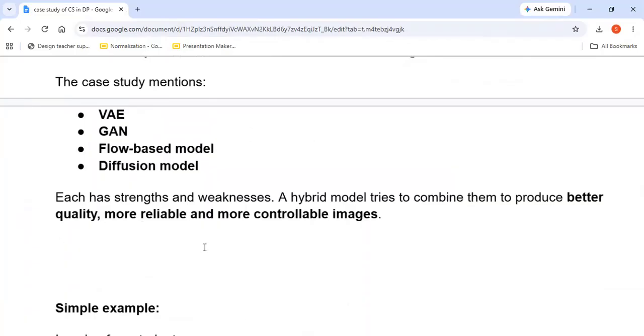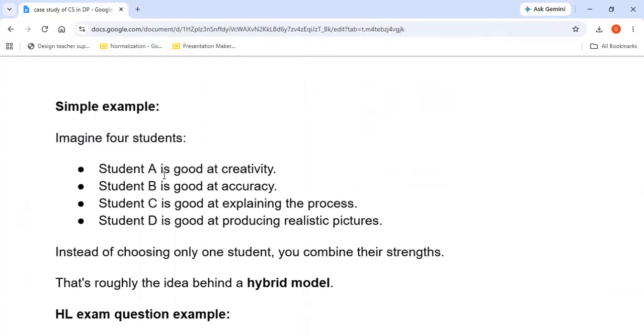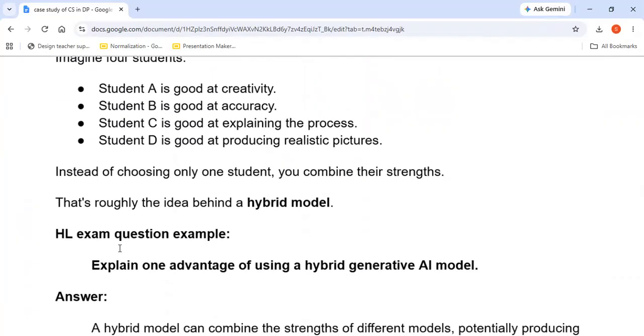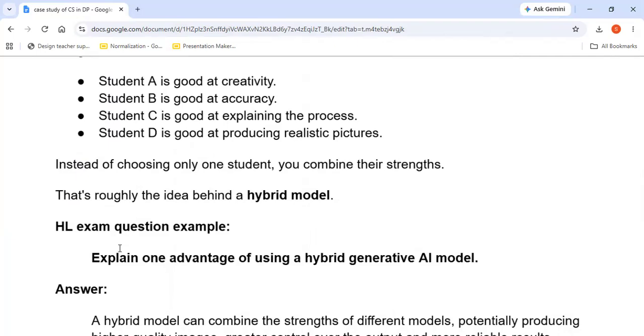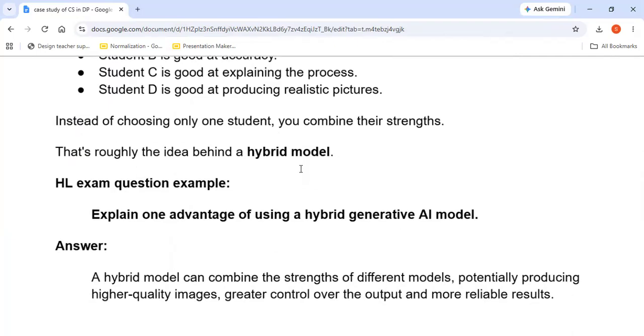Here we will just understand what a hybrid model is. For example, if we have A, B, C, D students who are good at creativity, accuracy, explaining the process, and realistic pictures, we will bring all these students together and make a project. That is a hybrid model.